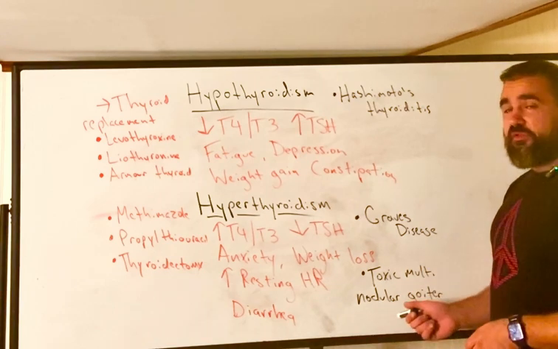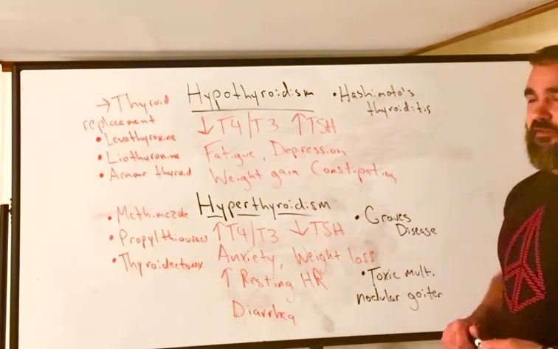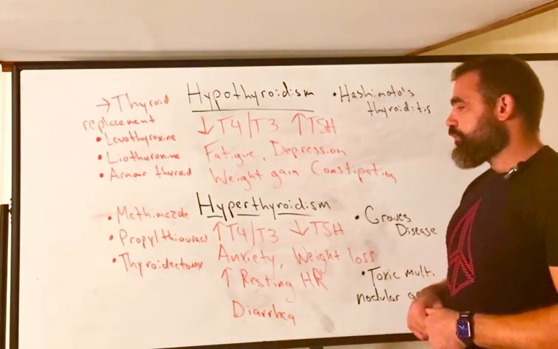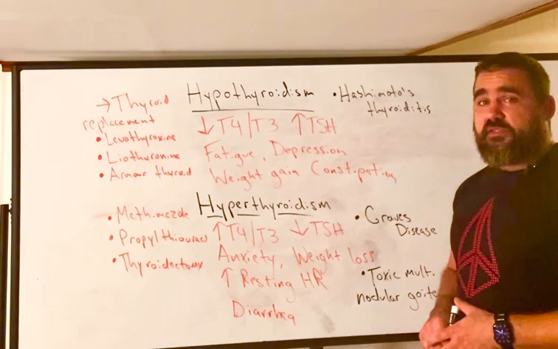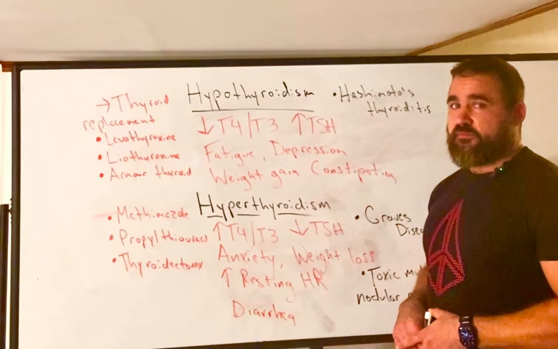Also things like toxic multinodular goiter. So there's a nodule that forms and it's toxic. It's toxic to your body. Why? Because it's just making way too much thyroid hormone. Okay. So that's just the basics of thyroid disease. That's as much as you would need to know for testing purposes. I hope this helps.